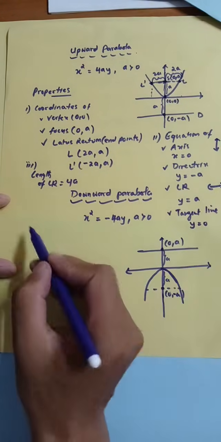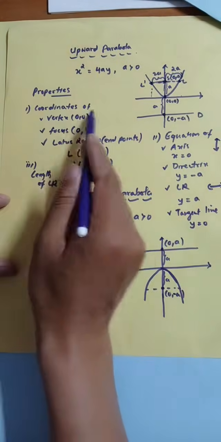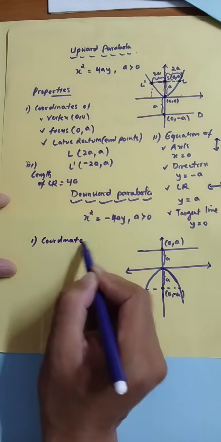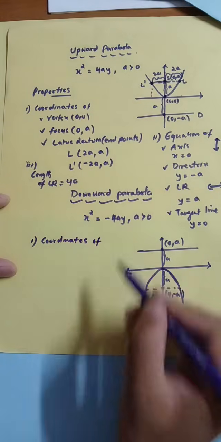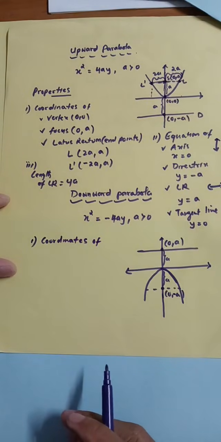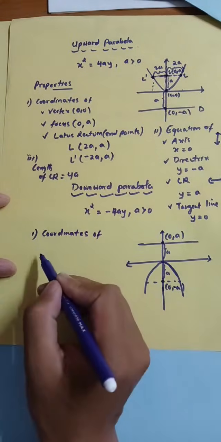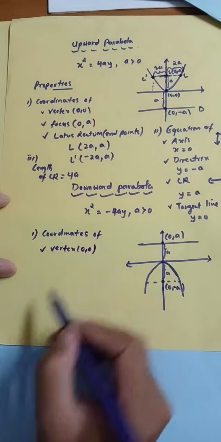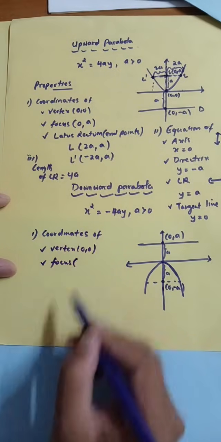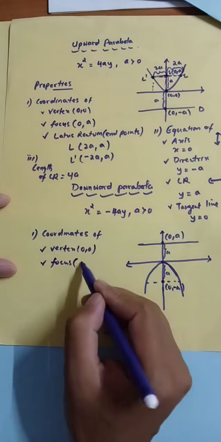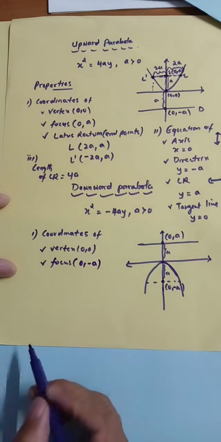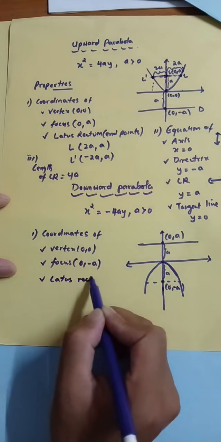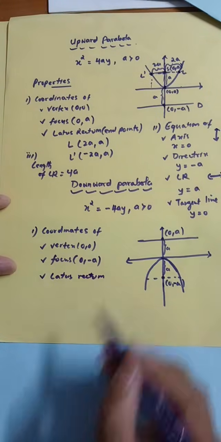Okay, now next. The coordinates of the vertex are 0 comma 0. Then the focus is 0 comma negative a, since the parabola opens downward. Then the endpoints of the latus rectum.